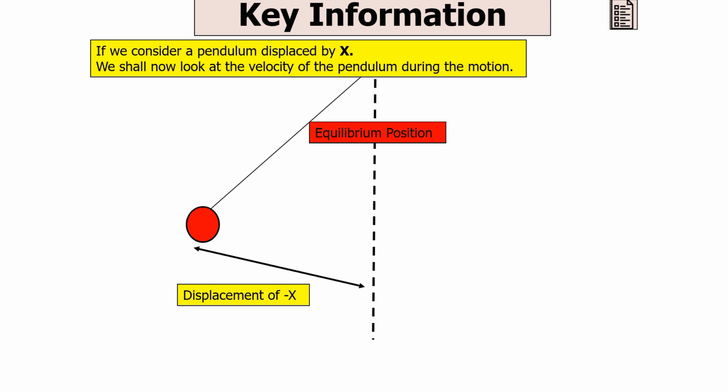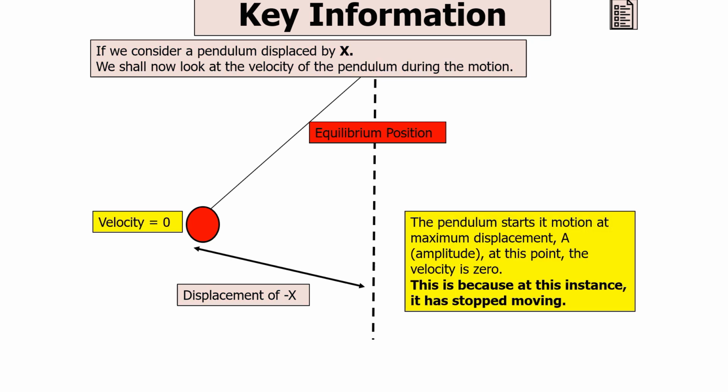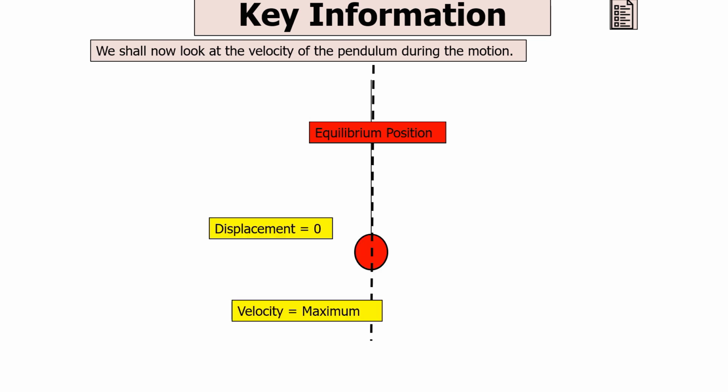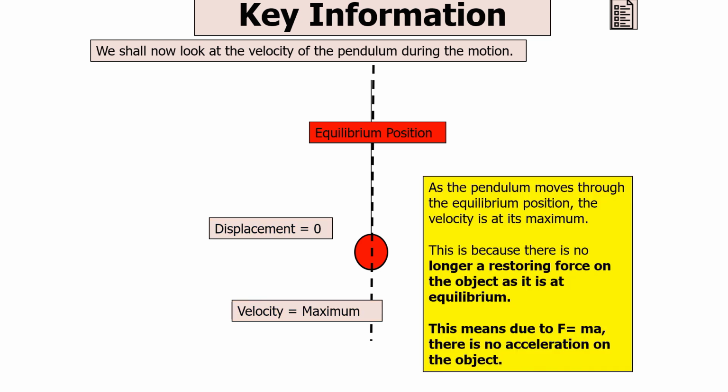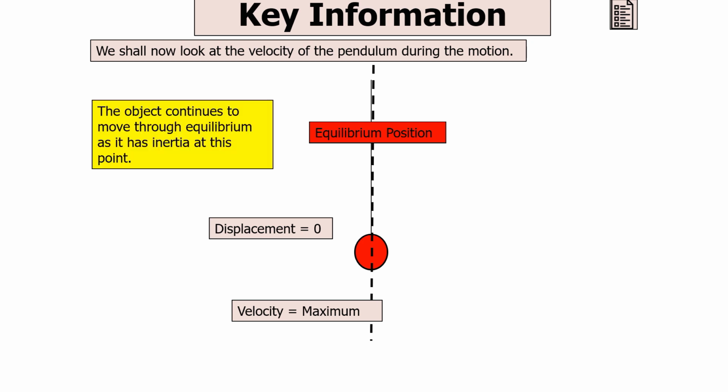When we start off at a displacement of negative x, the pendulum starts its motion at the maximum displacement a, its amplitude, and at this point the velocity is 0. This is because at this instance it's not moving. When we get to our displacement equal to 0, the velocity is a maximum, because as the pendulum moves through the equilibrium position, the velocity is at its maximum value. This is because there's no longer a restoring force on the object as it's in equilibrium. This means that due to F equals ma, there is no acceleration on the object. However, the object continues to move through equilibrium as it has inertia at this point.